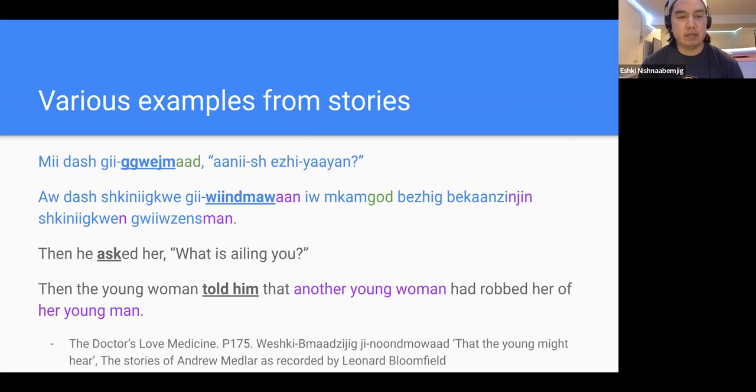So again, from the Love Doctor's Medicine story. Midashki kwe jamad anishajiayan. O dashkini kwe giwindamoanio mukomagut bejik bakanzinjin. Shkini kwen guzensman. Then he asked her, what's ailing you? Then the young woman told him that another young woman had robbed her of her young man.